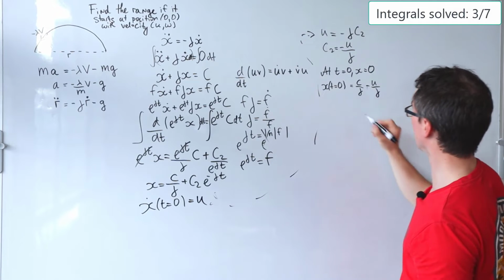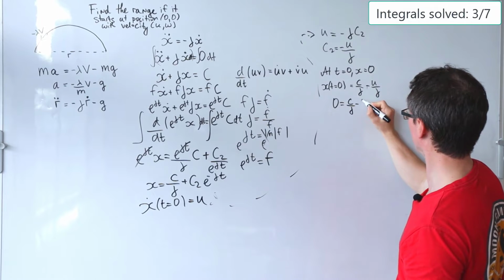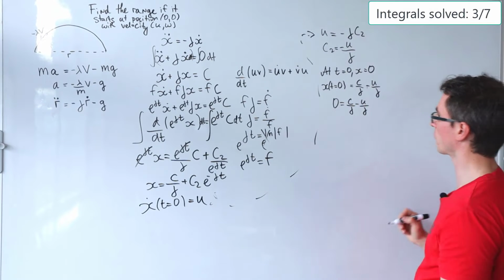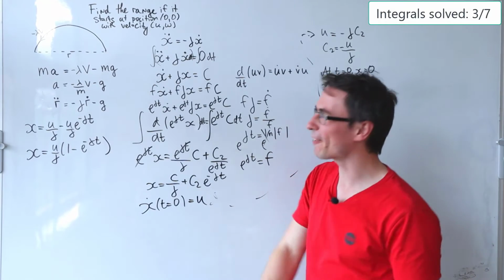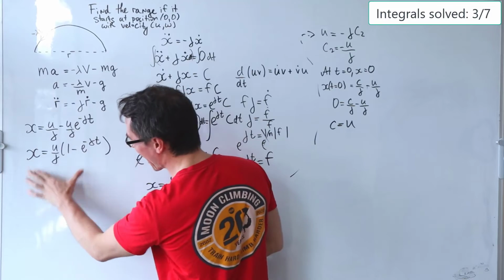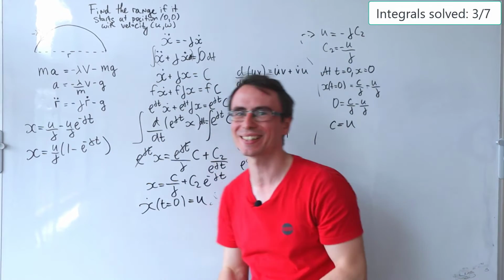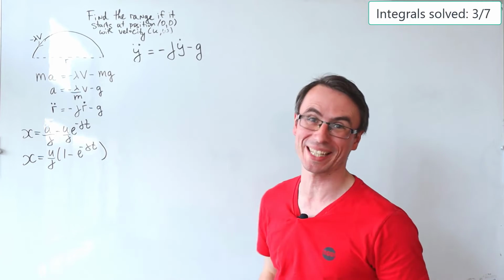So this here means that 0 is equal to c over gamma minus u over gamma. So this means that c will pretty much have to be equal to u. And here we finally have an expression for the x-coordinate, having substituted both of those constants in. And now it's time for the y direction, which is even more complicated.